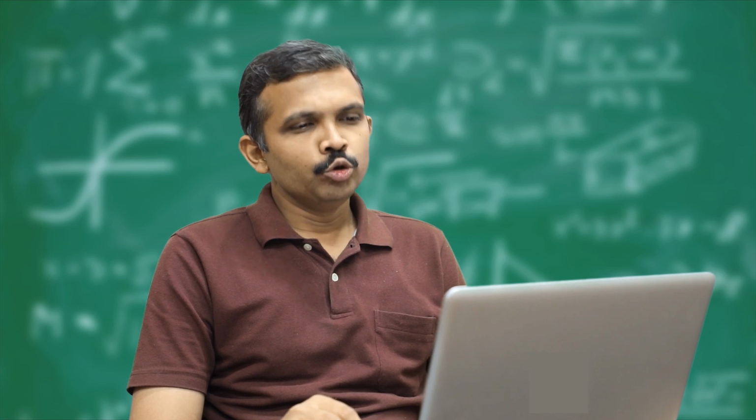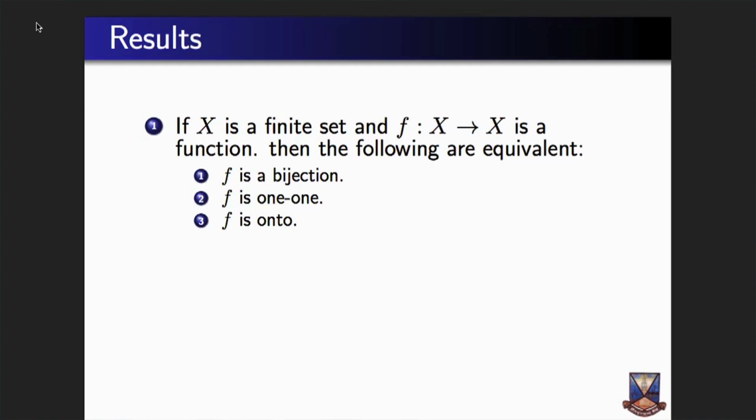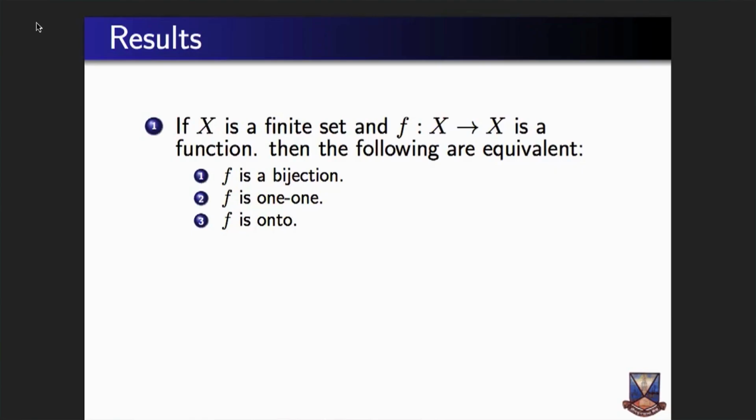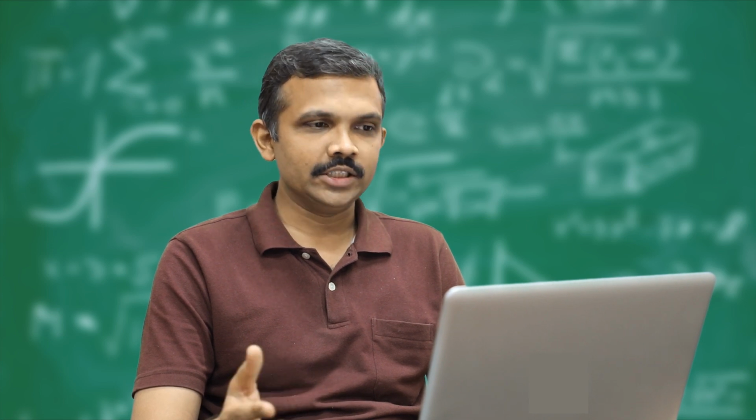Let us have two more very important results. If I have a finite set X and a function f from X to X, then the following are equivalent. First, f is a bijection; second, f is 1-1 or injective; and third, f is onto. So, interestingly, if you are dealing with a function from a finite set to itself, then it is sufficient to prove that it is 1-1 or surjective to declare that it is a bijection.